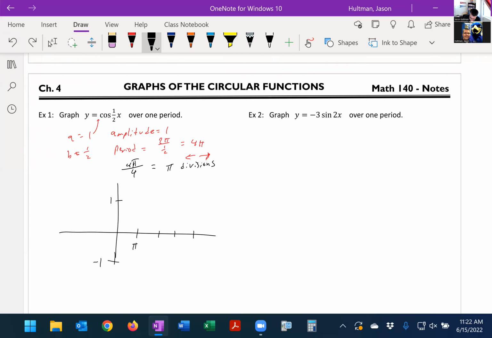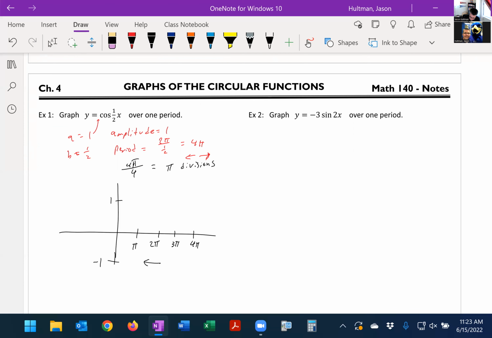So this is basically identical to the graph that we had before for the cosine, except for the fact that we are stretching out the period. Instead of one cycle happening over 2 pi, one cycle is going to be stretched horizontally, and it's going to happen over 4 pi.